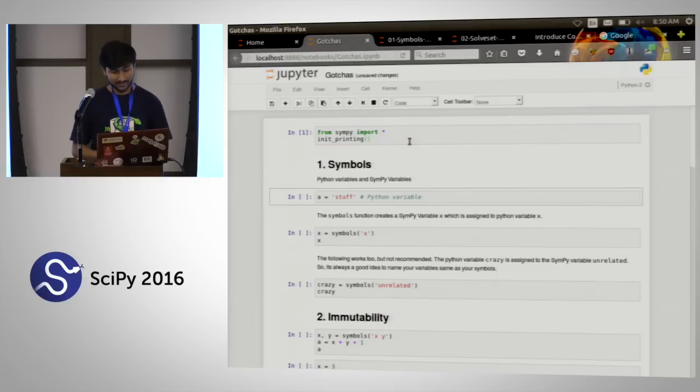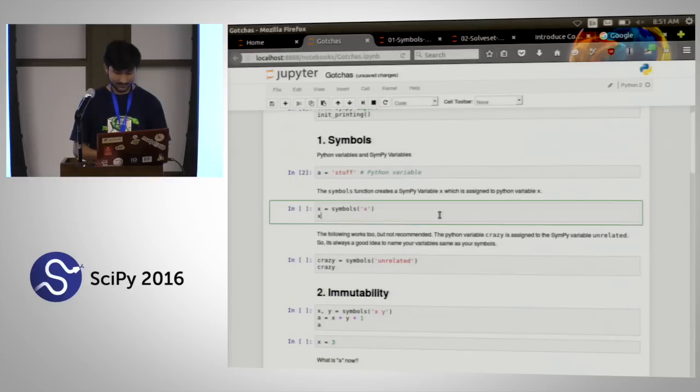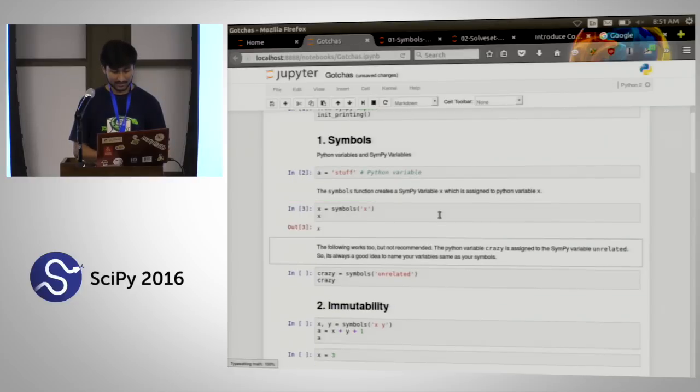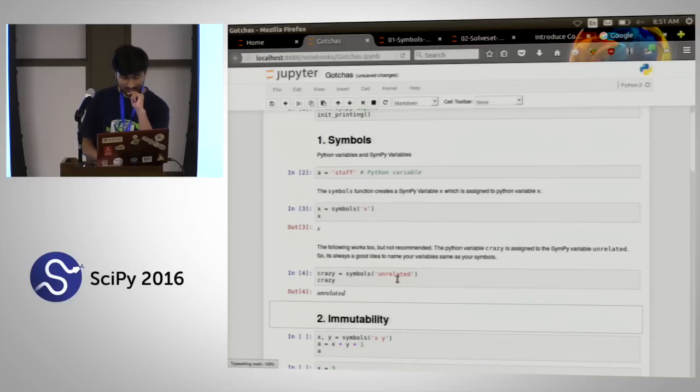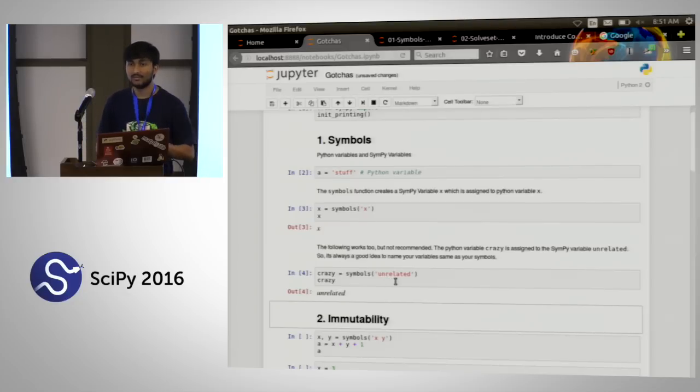So you define a Python variable like this. For example, a is equal to stuff, and this is how you define a Python variable. And I hope all of you know this. And you define a SymPy variable like this. But you can do something like this as well, and it would work. Though you are not supposed to do this, it's always recommended to use one-to-one mapping between Python variable names and SymPy variable names, to avoid the confusion.